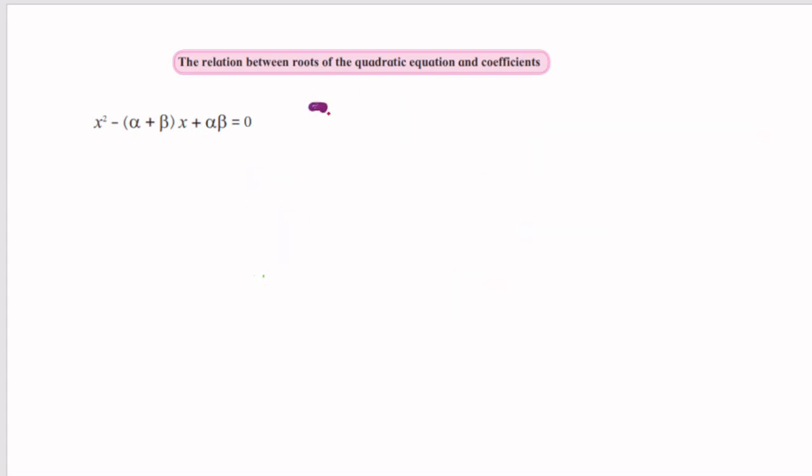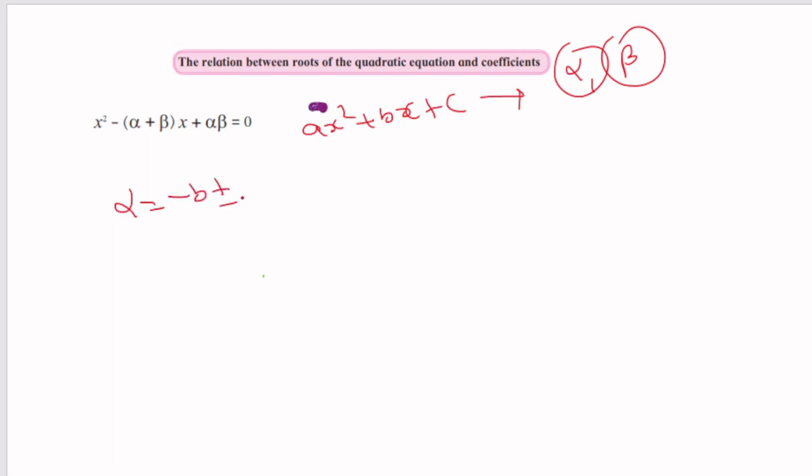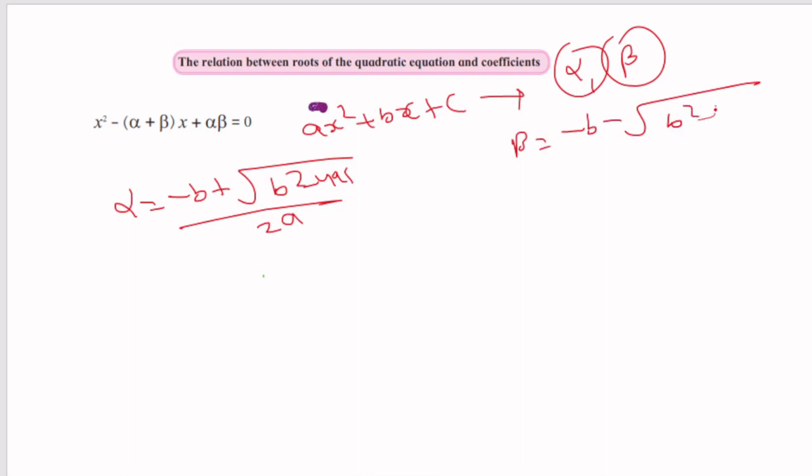So to learn that, let's take the example of the general equation ax square plus bx plus c, and we can say that there are two roots of this equation. One root is alpha, another one is beta. Using the formula, one root alpha is equal to minus b plus square root of b square minus 4ac upon 2a. But we are considering two different roots, so here we'll use just plus. And the second root would be beta, minus b minus square root of b square minus 4ac divided by 2a.